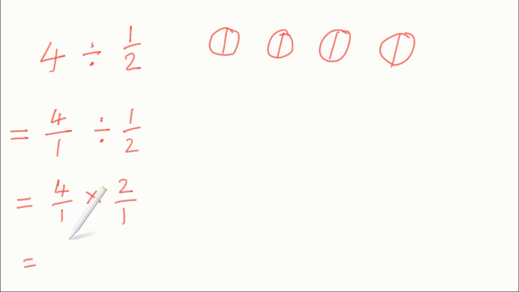Once you've done that, all you have to do is multiply the top numbers together. So 4 times 2 is 8. On the bottom, 1 times 1 is 1. Reading this as how many 1s in 8, the answer is 8. That's the same answer I got before when I asked how many halves there are in 4 oranges, and there are 8. So that's how you divide a whole number by a fraction.